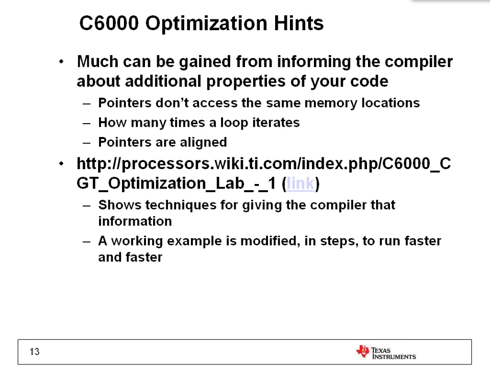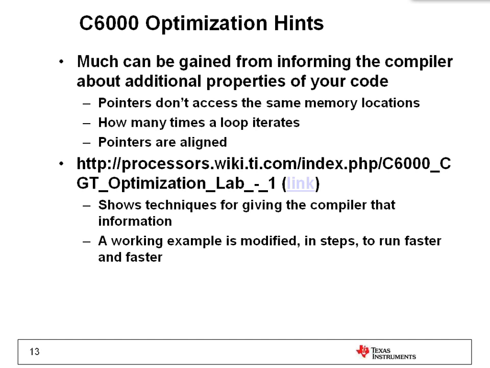Another piece of information the compiler would like to know is, how many times is this loop going to run? Even if all you can say is it's always a multiple of 4, something like that, the compiler can take advantage of information like that. Another thing that can be helpful is that pointers are aligned on 8-byte boundaries. This is something that can enable what we call SIMD, single instruction, multiple data optimizations.